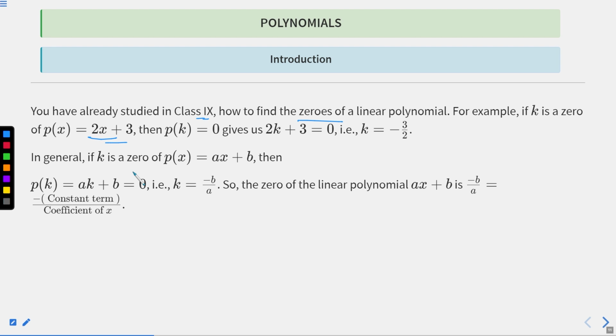So in general, if k is a zero of p of x is equal to ax plus b, then p of k is equal to ak plus b is equal to 0, that is, k is equal to minus b upon a. So if we replace x with minus b upon a in the polynomial p of x is equal to ax plus b, then we get p of minus b upon a is equal to 0. So the zero of the linear polynomial ax plus b is minus b upon a, and that is basically equal to minus constant term divided by coefficient of x.